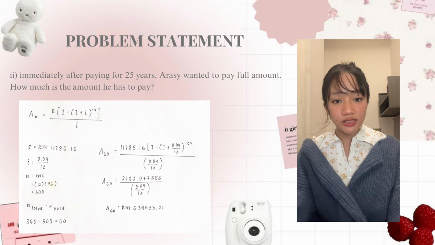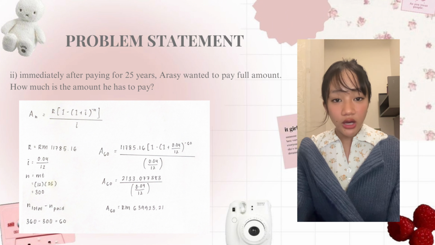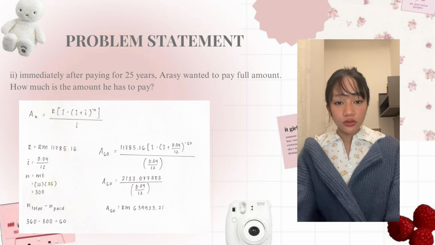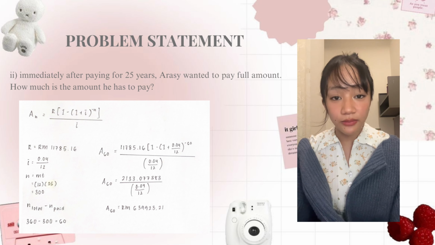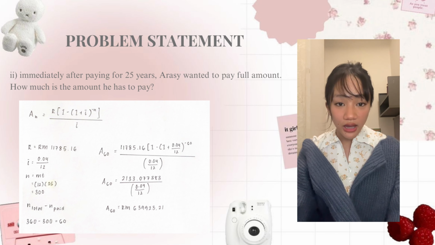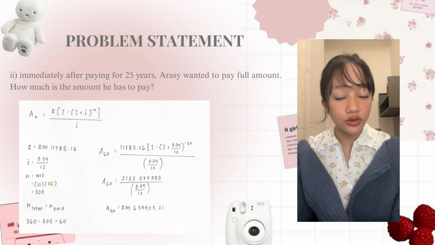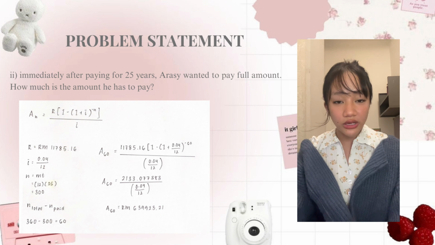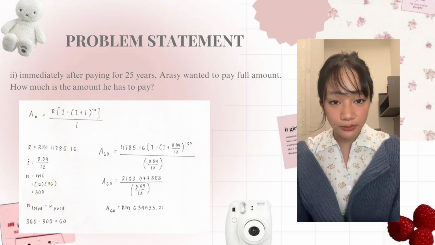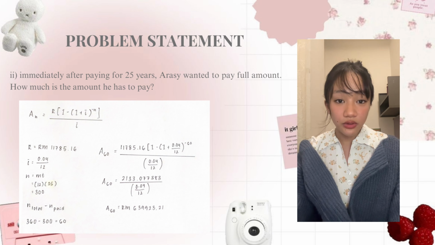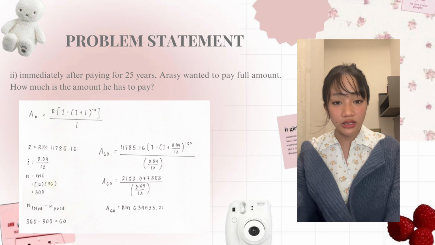Based on the question, it says that immediately after paying for 25 years, Arash wanted to pay the full amount. How much is the amount that he must pay? So to explain the formula, which is AN equals R multiplied by 1 minus in bracket 1 plus I to the power of minus N, divided by interest. To explain even further, AN represents the unpaid or advance payment, while R represents the periodic payment, which has already been calculated in the first question, which is 11,785 ringgit 16 cents.